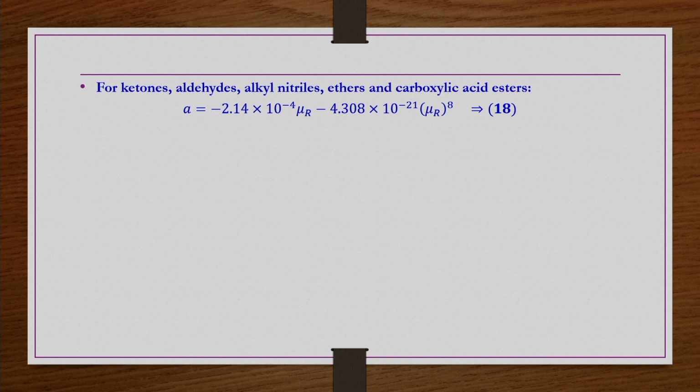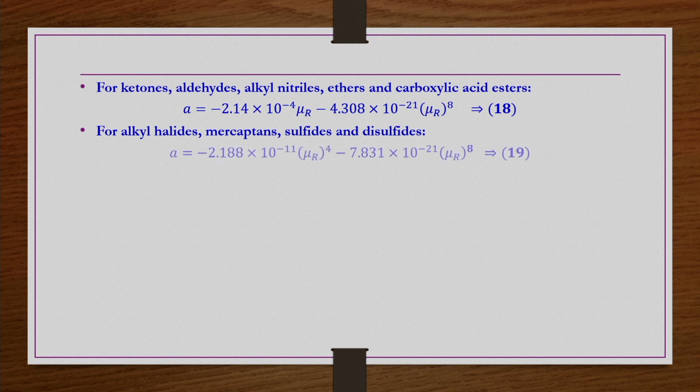Mu r is nothing but the reduced dipole moment, where mu is the dipole moment. Similarly, for alkyl aldehydes, mercaptans, sulfides and disulfides, they have proposed a correlation for A as minus 2.188 multiplied by 10 power minus 11 mu r power 4, minus 7.831 into 10 power minus 21 mu r power 8.